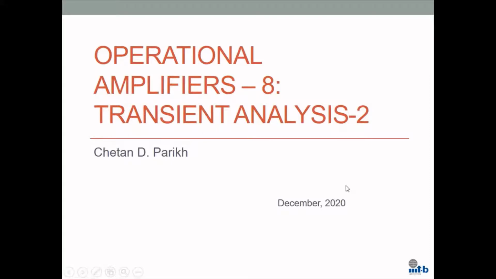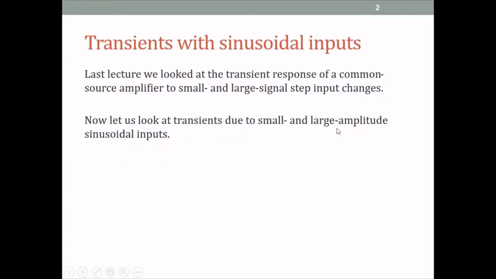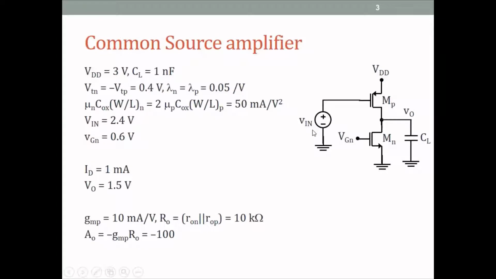Okay, so last lecture we looked at the transient response with a step input. In this lecture, let us look at the transient response with a sinusoidal input, both small and large amplitudes. First let us do a quick analysis, and we'll use the same numbers as last time, the same VTs and mu's and everything, DC voltages, and the DC drain current 1 milliamp, the DC output voltage 1.5 volts, GM, RO, etc. The gain is minus 100.